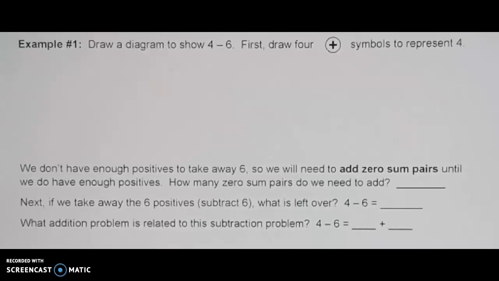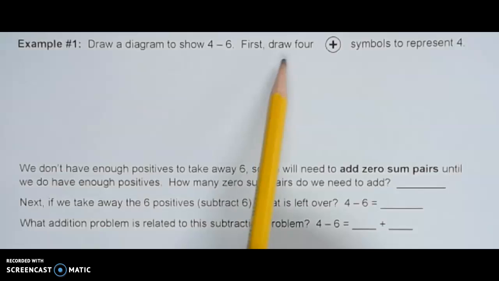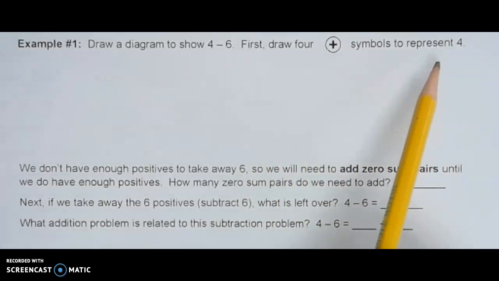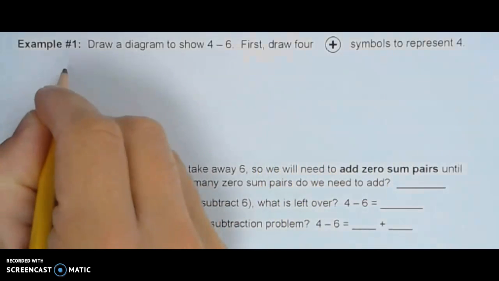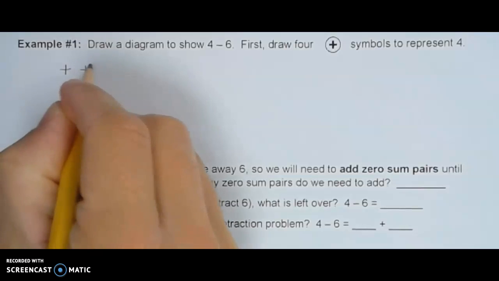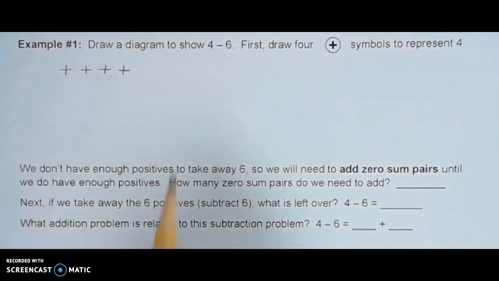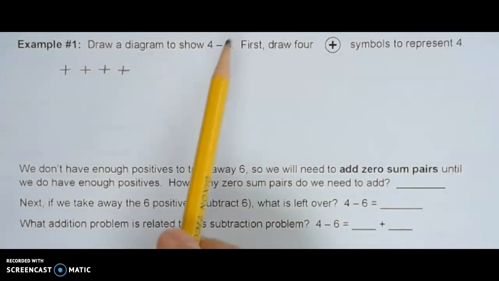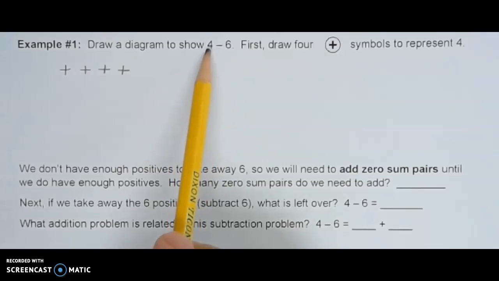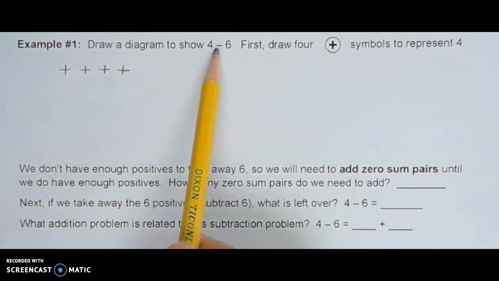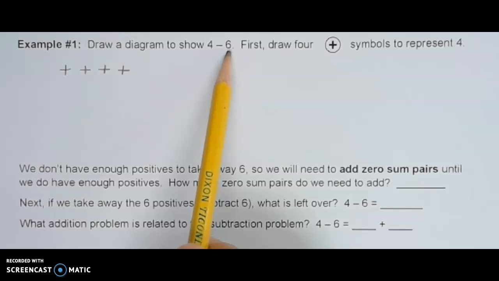In example number 1, it asks us to draw a diagram to show the subtraction problem 4 minus 6. First thing that we're going to do is draw 4 positive symbols to represent the number 4. So let's go ahead and do that. 1, 2, 3, 4 positive symbols. There's the number 4. And remember that subtracting is essentially telling you to take something away. We've got 4 positives, and they want us to take away 6 positives.